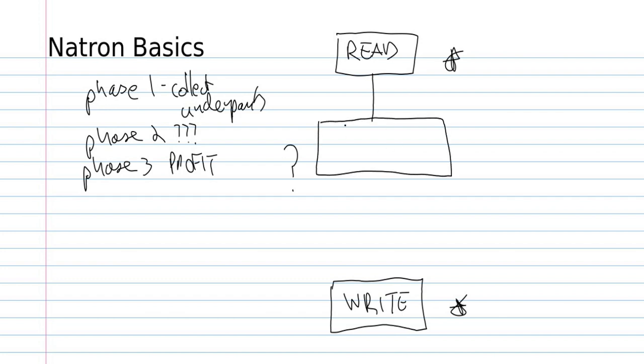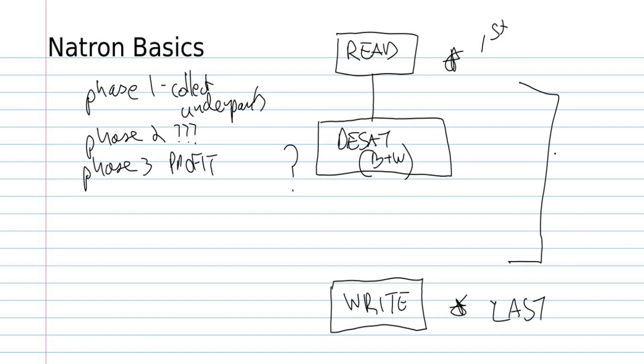Okay. And so, for example, this second stage could be, we may want to desaturate it. Okay, desat, which essentially means to make black and white. Now, as I said earlier, whereas the underpants gnomes had 3 phases, we're going to call this the first phase. So this is first, and this is last. And what we have in here is the middle stages.